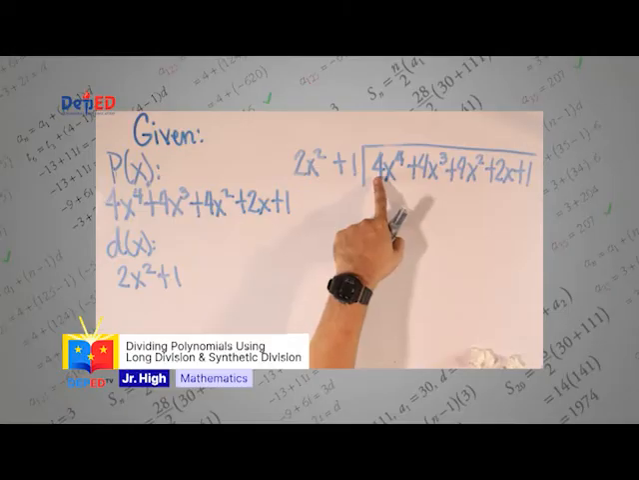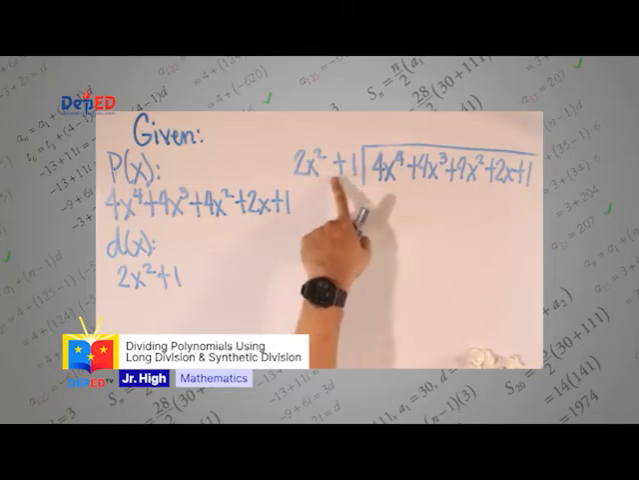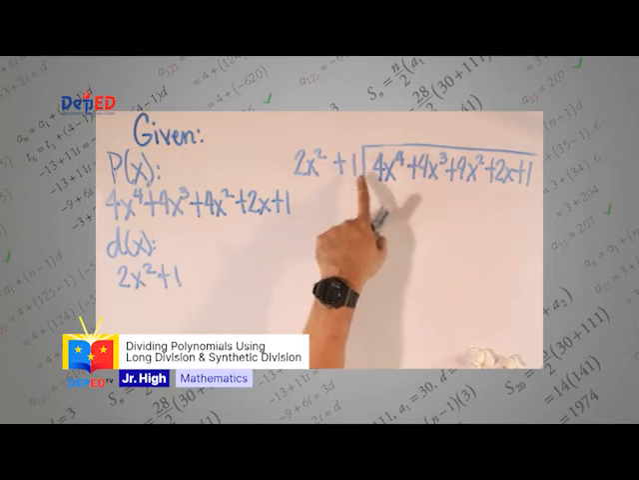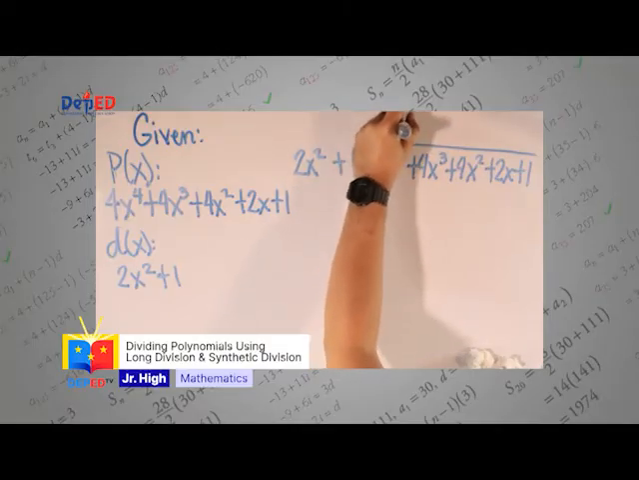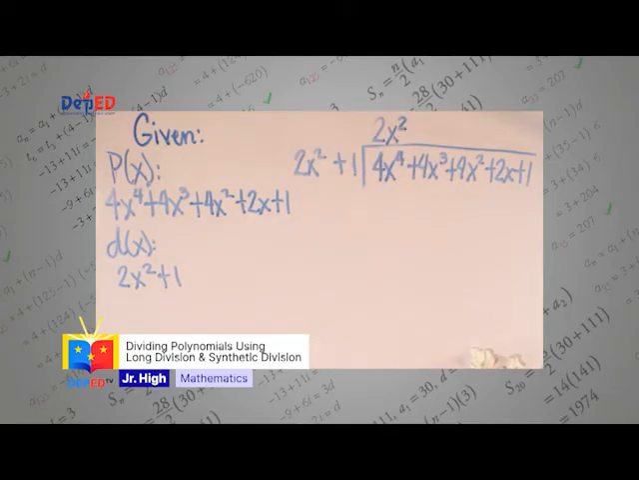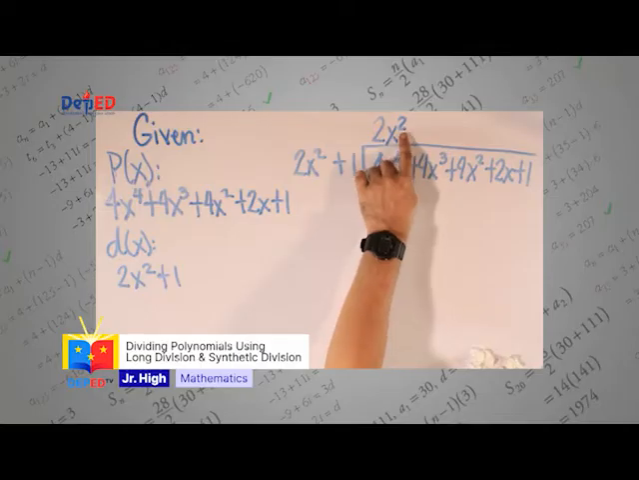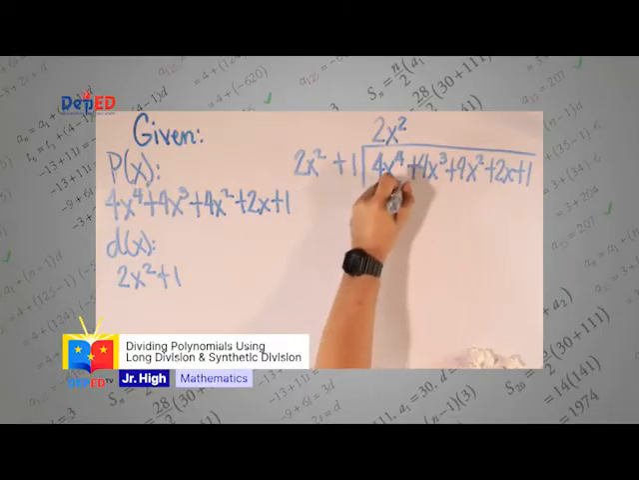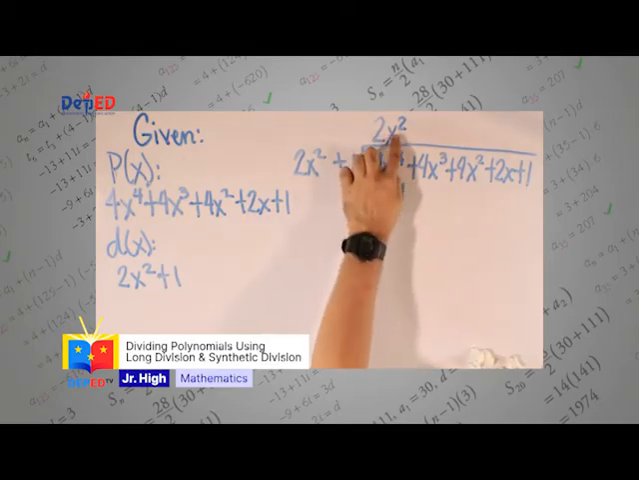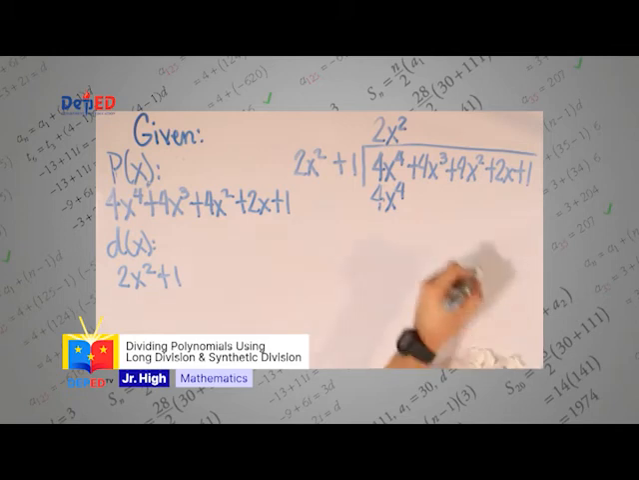First, let's divide the first term, 4x raised to 4 divided by 2x squared. When we divide these terms, the exponents will be subtracted. So 4x raised to 4 divided by 2x squared will give us 2x squared. Next, multiply 2x squared and 2x squared. When you multiply these terms, the exponents will be added. So 2x squared times 2x squared is 4x raised to 4. 2x squared times 1 will give us positive 2x squared, and we will write it in here.